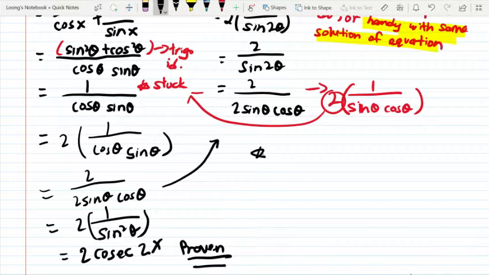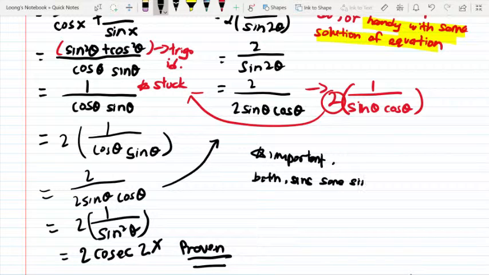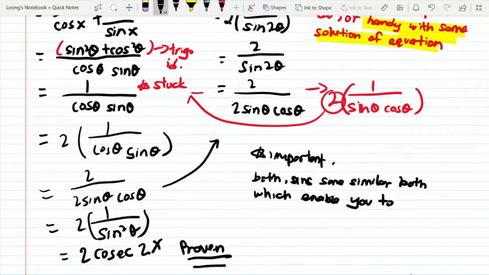So this is usually important, and there are things that you need to know, as during this both sides there will be an answer or something that is similar between both, which enables you to get the answer. So just take note of that.